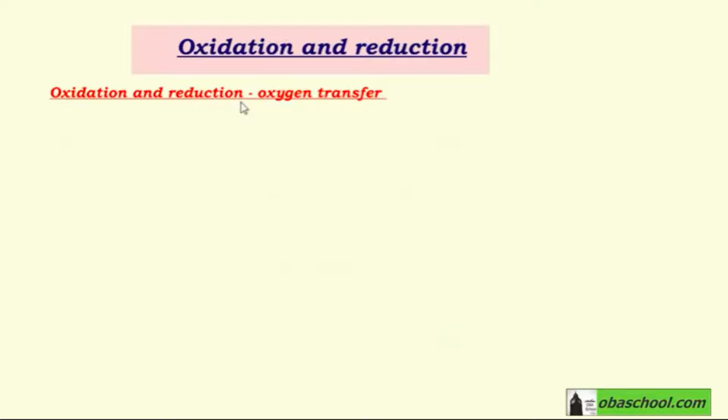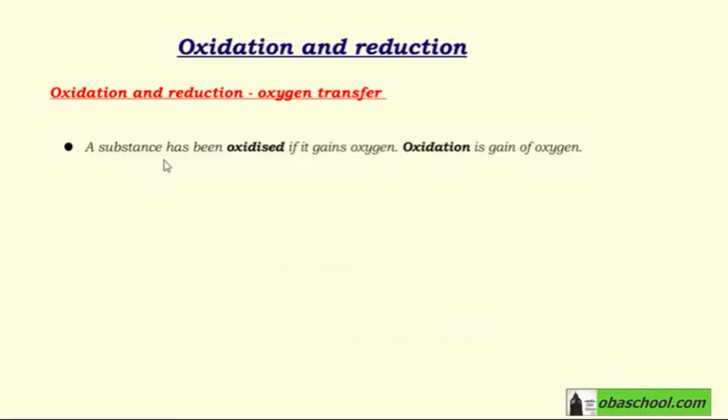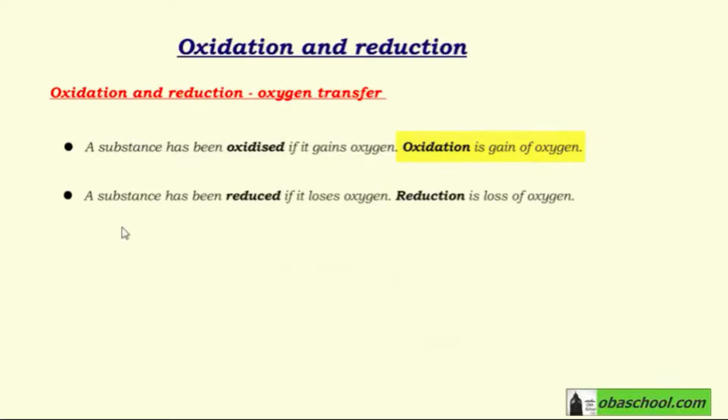Oxidation and reduction, oxygen transfer. A substance has been oxidized if it gains oxygen. So any substance gaining oxygen is said to be oxidized. Oxidation is gain of oxygen. A substance has been reduced if it loses oxygen. Reduced is opposed to oxidized.